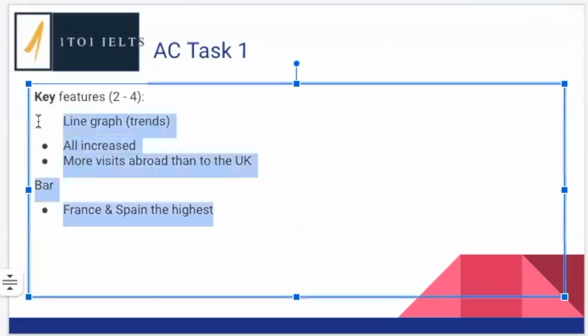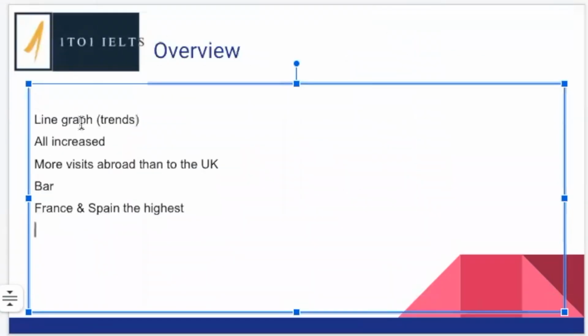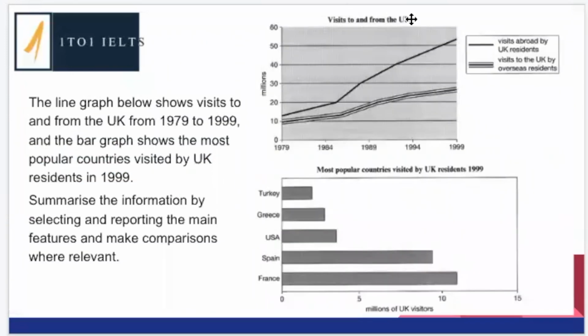The last step that we're going to look at today is writing the overview. So we've got 3 key features. We've got the line graph, we're looking at the trends, and the bar graph. One sentence at a time, or one section at a time. So how would you describe the information here? So the line graph first, and I'm going to throw this over to my students. So we're talking about visits to and from the UK.